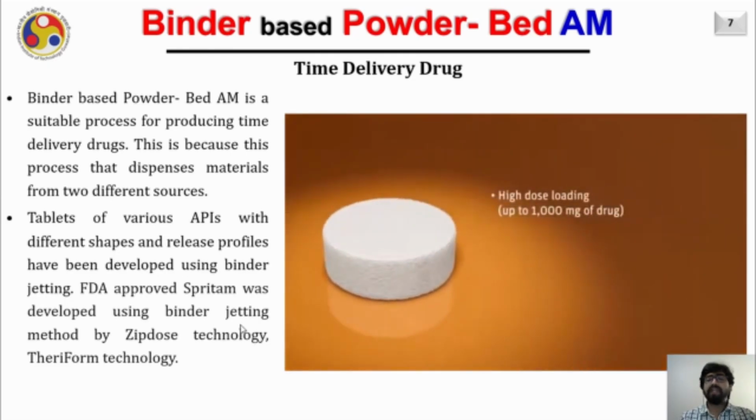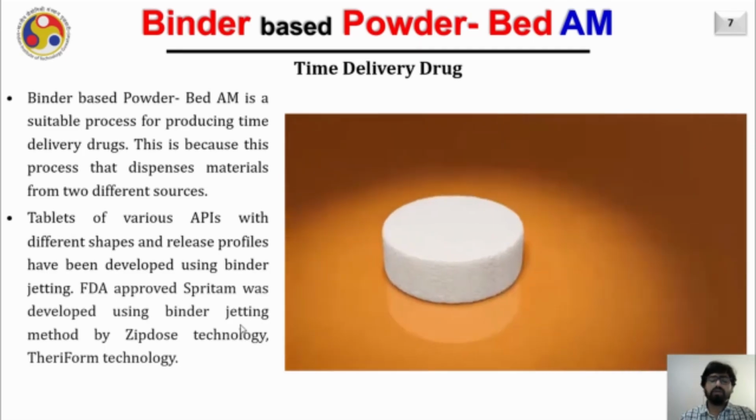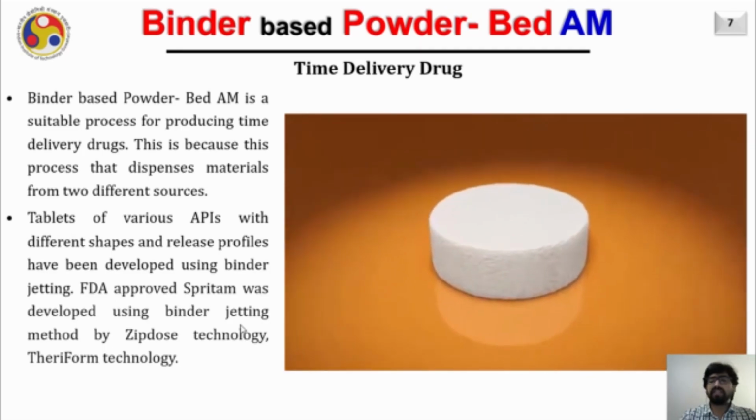Here you can have a very high dose loading of the drug, as you have the control of loading the drug locally over the entire zone. A wide range of tablet making capabilities are there, and you can also load different drugs in the desired regions, in such a way that a single pill can be used instead of having multiple pills, a single tablet with different drugs.